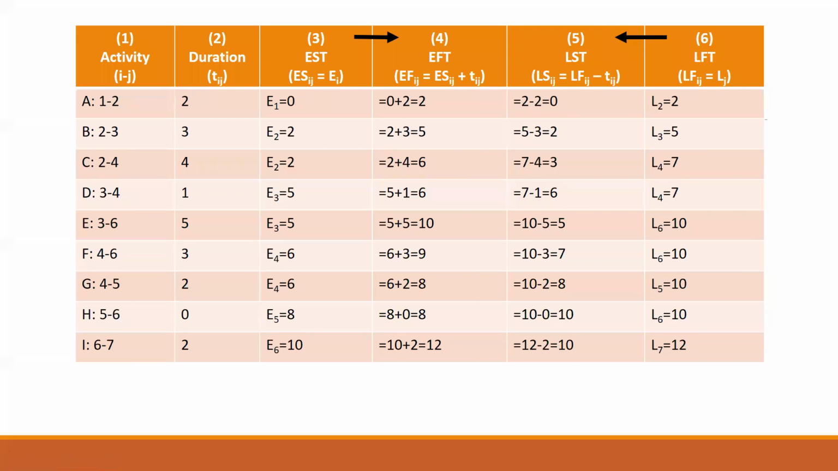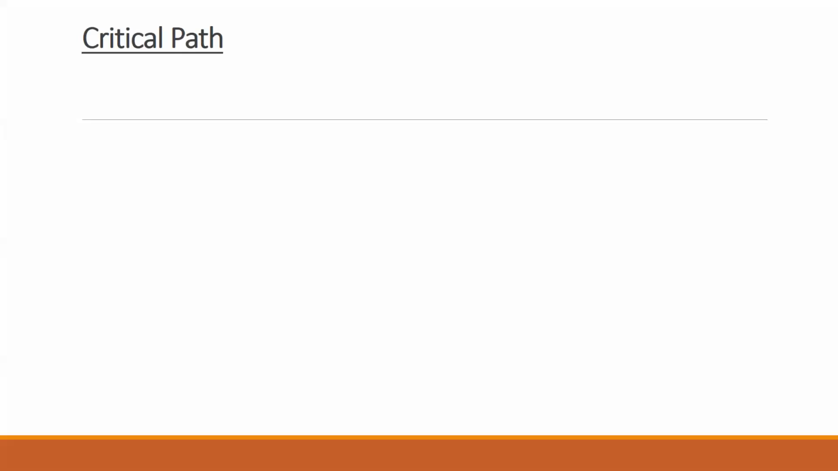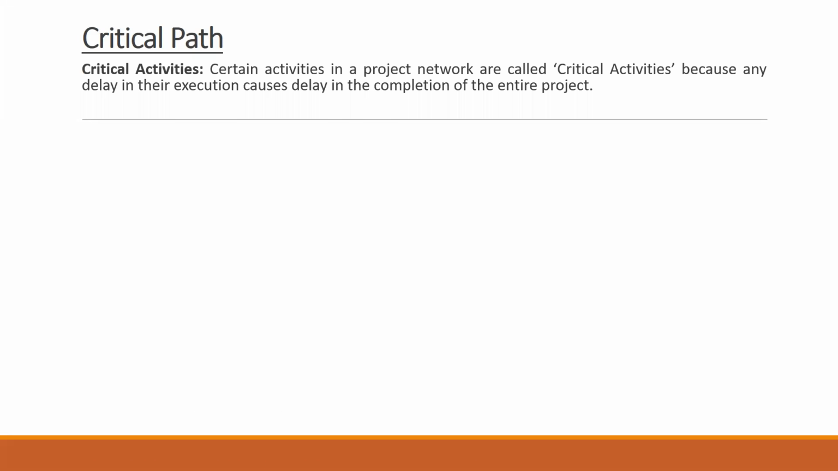Now let us go ahead and understand what you mean by critical path. There are two components which we need to know when we are talking about a critical path. The first one is your critical activities, and then we'll talk about the critical path. Now, what are critical activities? Certain activities in your project network diagram are called critical activities because any delay in their execution causes delay in the completion of your entire project. Now, how do you find those activities?